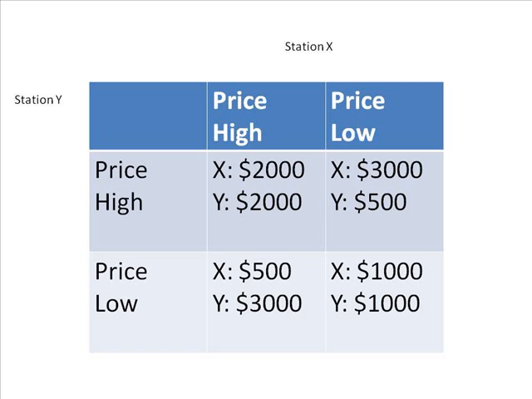So they have a dominant strategy. They're going to price low no matter what station Y decides to do. So when they price low, they're either going to be in one of 2 boxes. Point to those 2 boxes. Which one they are in depends on what the other person's going to do.